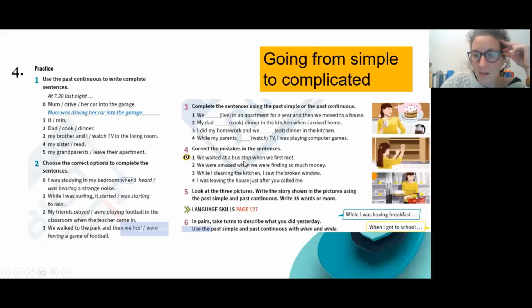We waited at a bus stop when we first met. Yeah? Correct the mistakes, and students correct mistakes and try to explain, as we did with I used to go to cinema and things like that. And you can ask them, so is there a mistake in the form? Or is there a mistake in the meaning? Or is there a mistake in spelling? And students will try to think deeper and develop their metalinguistic abilities. And then finally, they make their own stories, put the story down according to the pictures.